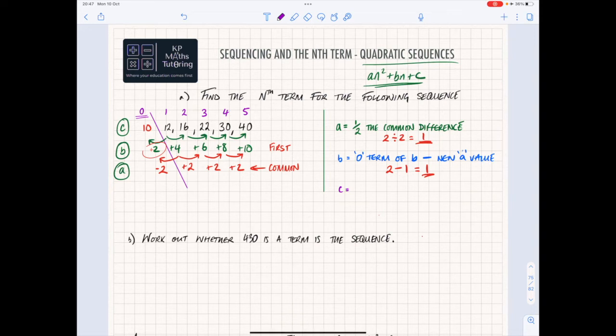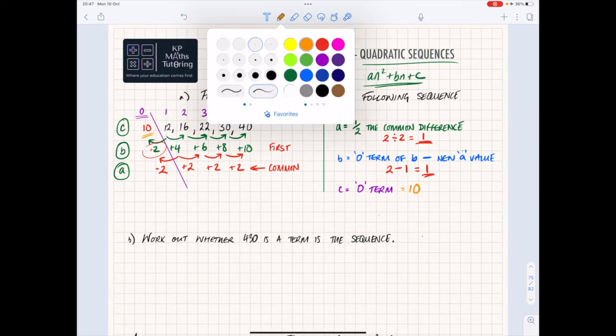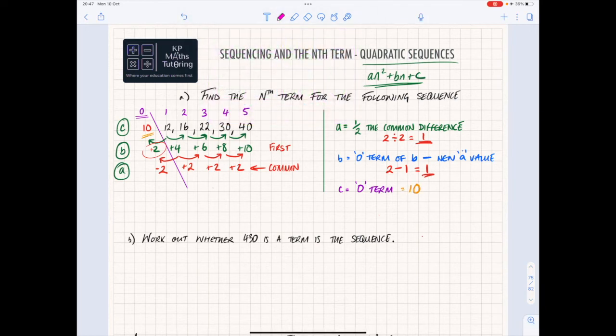And then C is very simply, this is the easiest one to do, your 0 term of the sequence. And my 0 term of the sequence is 10. Okay, so now what I've got is A is equal to 1, B is equal to 1, and C is equal to 10. Just be aware of any negatives in front of those. If this sequence goes down, it means that A would become minus 1. And if there was a negative value here, just be aware of putting your negative values in.